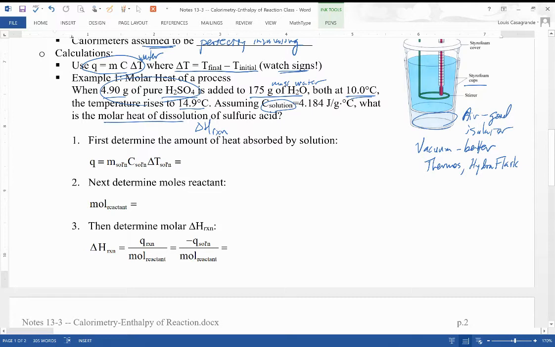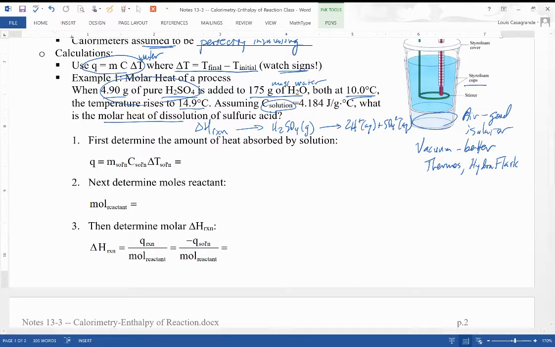The reaction is going to be, I didn't write it in here, that the H2SO4 as a gas dissolves to make 2H+ and SO4 2- aqueous. So we want to know what the delta H of this reaction is. So we've got to work with what we have.